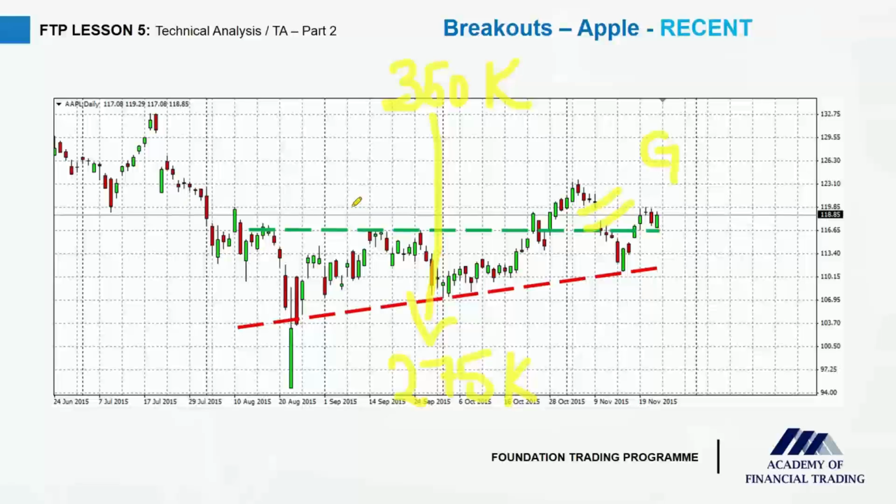Saul, you're asking if gaps only occur outside of trading hours. No, not only, Saul, but more often than not, yes. That's one of the reasons why you rarely see gaps in foreign exchange markets, because foreign exchange markets are open pretty much 24 hours a day, 5 days a week.